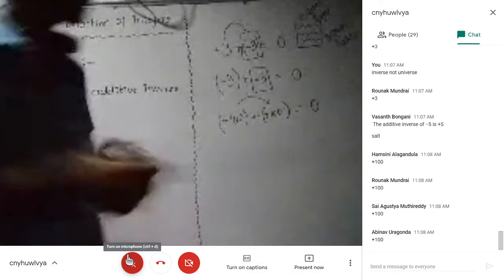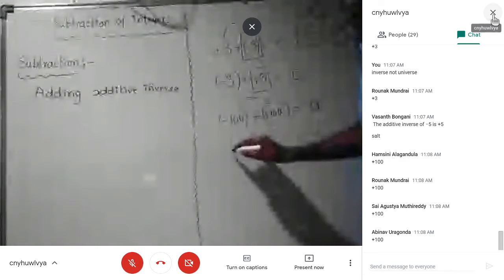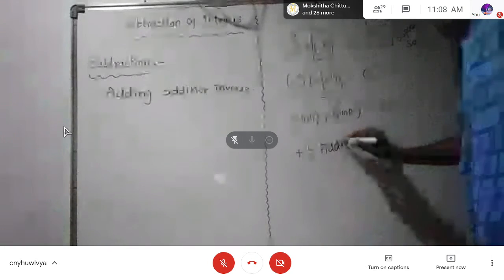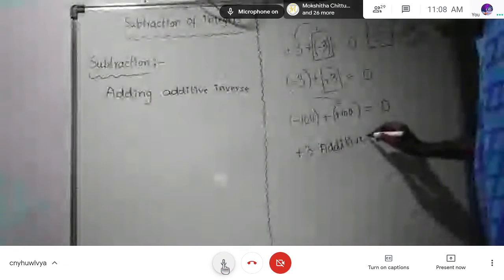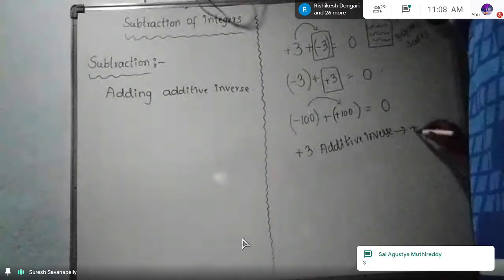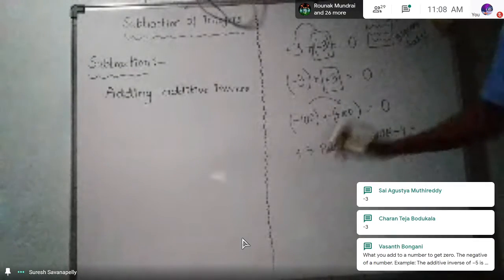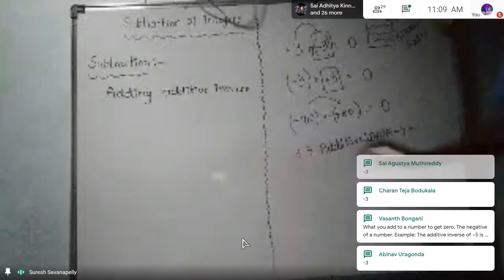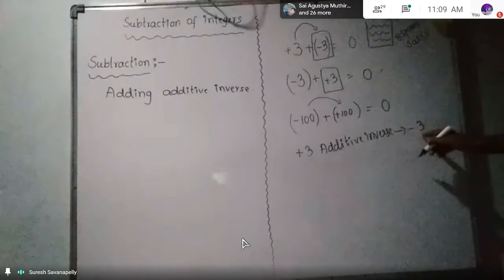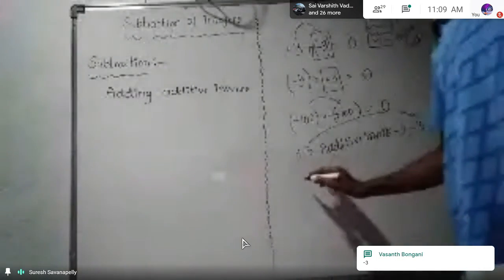Let's see now this one. I hope you understood the explanation. So what is the additive inverse of plus 3? It's minus 3. That means for 3 spoons of sugar, what is the opposite of 3 spoons of sugar? It will automatically become 3 spoons of salt. So the additive inverse of plus 3 is minus 3. Now, what is the additive inverse of minus 3?